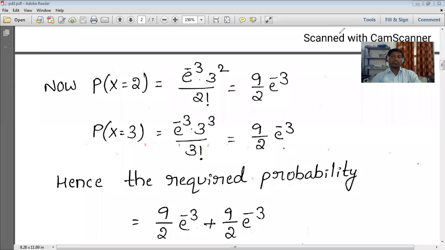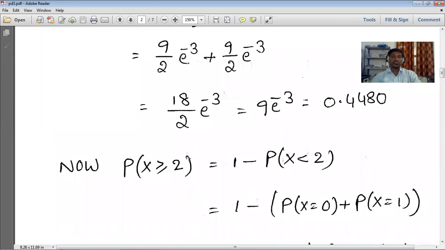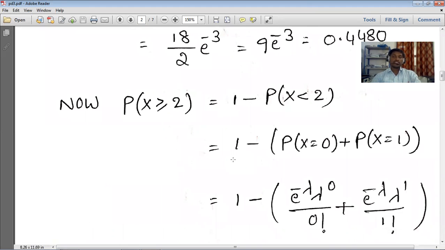Next, what we are going to calculate is p of x greater than or equal to 2. Okay, so what we just explained, p of x greater than or equal to 2 is simply written as 1 minus p of x less than 2. So this is equal to 1 minus p of x less than 2. So x less than 2 means what we'll get? 0, 1. Okay, so less than 2. So here it is 0, 1, 2.